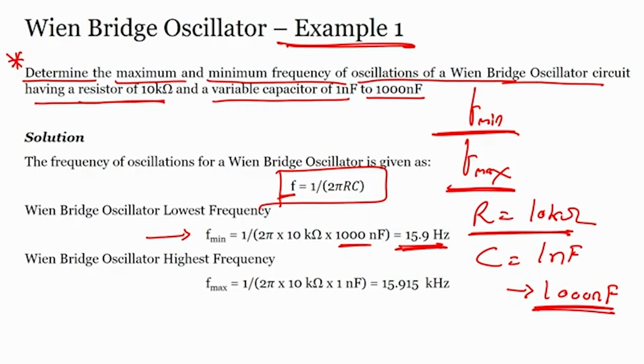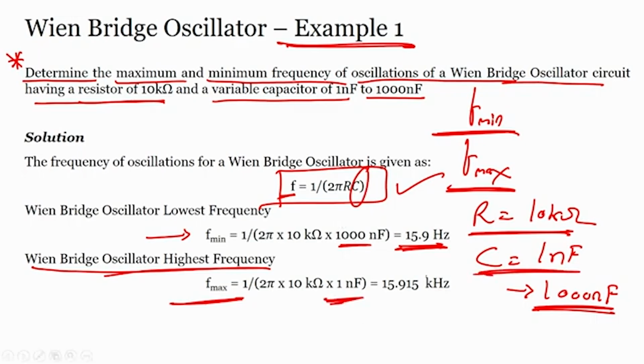But for the highest frequency of the Wein bridge oscillator, that is your f max, my formula would be the same, f equals 1 upon 2 pi R C, but here my capacitor value would be 1 nanofarad. And if I use these values, what am I having? I am having a frequency f max equals 15.915 kilohertz.